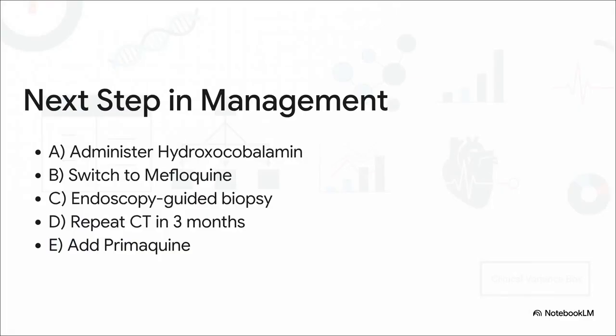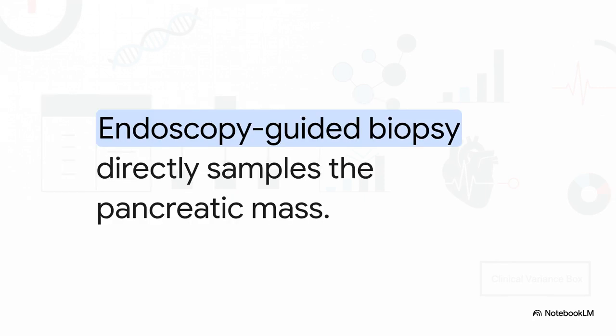We need to rigorously analyze these 5 distinct management steps to identify the strictly indicated approach. Our options are A. Administer hydroxycobalamin, B. Switch to mefloquine monotherapy, C. Endoscopy-guided biopsy, D. Repeat CT in 3 months, or E. Add primaquine immediately. And the correct answer is C. Endoscopy-guided biopsy. This step directly samples the pancreatic head mass that is causing the common bile duct obstruction and that painless jaundice. By utilizing endoscopy with ultrasonography, you minimize the risk of false negative results and provide the definitive tissue diagnosis required for this highly suspicious malignancy.